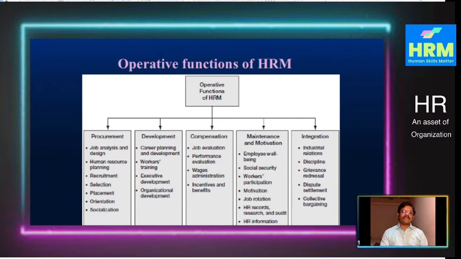So these are the managerial functions which are there at the back in human resource management, and operative functions are the main functions of human resource management, like procurement. Procurement is the recruitment of manpower as and when it is required. It is related to job analysis and job design, human resource planning, recruitment, selection, placement, orientation, and socialization. So that is the induction of the employees. This is the core function of human resource management, that is, the procurement of human resources.